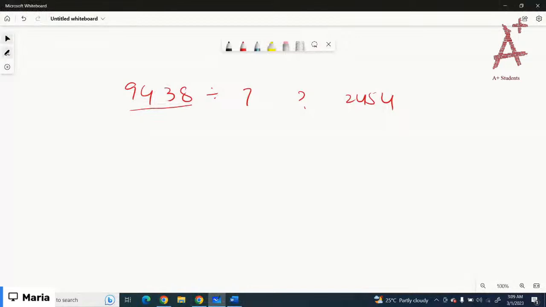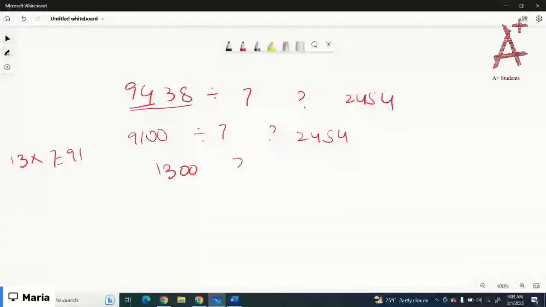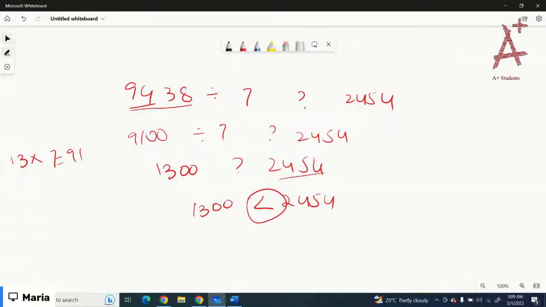So here you have 94. 13 times 7 is 91. So you can round off the number to 9100. That is the nearest one that can be divided by 7. So when you divide 9100 by 7, it is 1300. You have to compare now 1300 and 2454. So 1300 is less than 2454. So the correct option is less than.